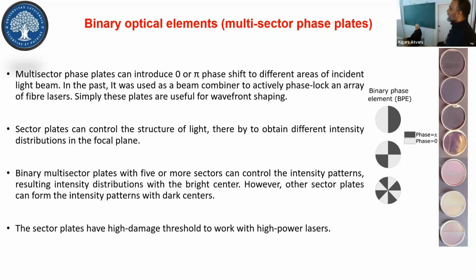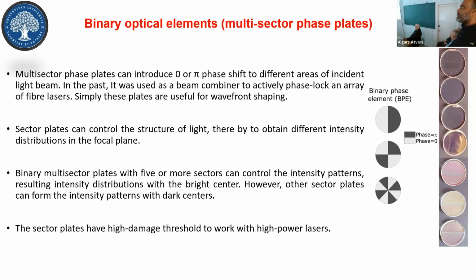Okay. So what are the different kinds of binary optical elements we have? We have several different kinds of binary optical elements. Some consist of 2 sectors, some 4, some 8. So there is some classification as given. Binary optical elements with 5 or more sectors can control the intensity patterns, and the resulting intensity patterns have a bright center. However, other sector plates can form intensity patterns with dark centers.